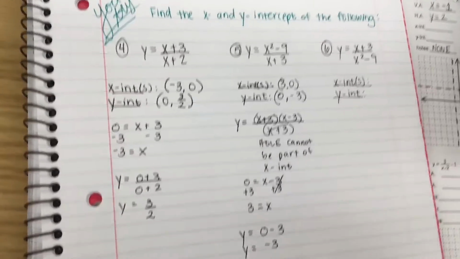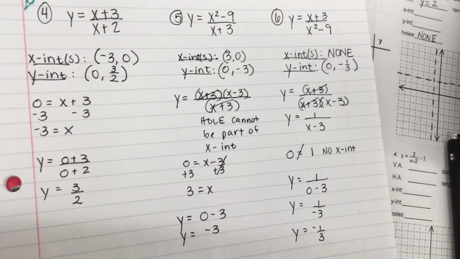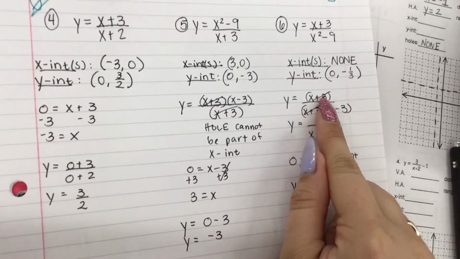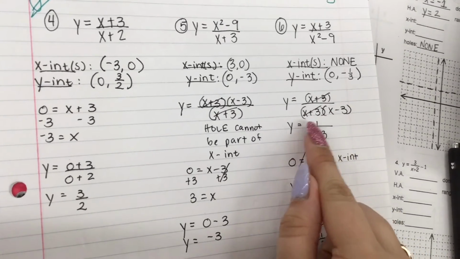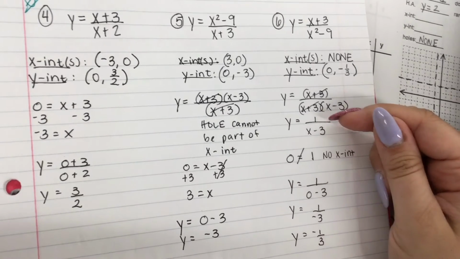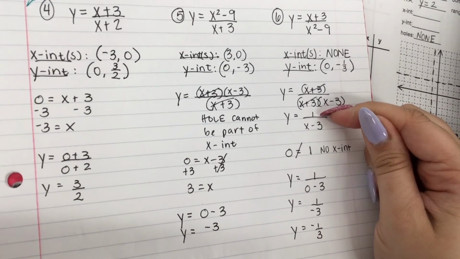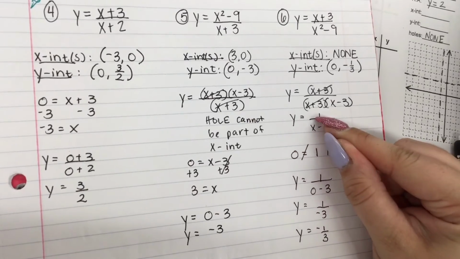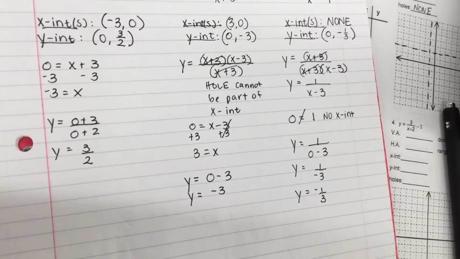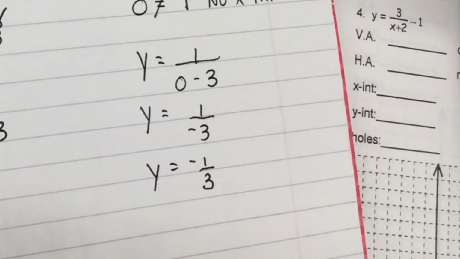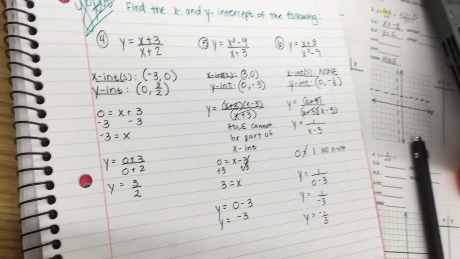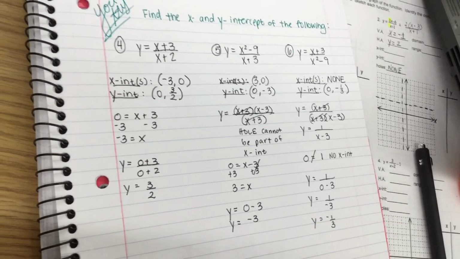When we look at number 6, that denominator factors into x plus 3, x minus 3, but when these cancel, you're left with a 1 in the numerator. If I set the numerator equal to 0, 0 is not equal to 1. So I don't get an x-intercept here. I can use the same rule, but I just have no x-intercept because 0 equals 1 doesn't make any sense. There's no x left in the numerator. I do, however, have a y-intercept because when I plug in 0 for x, I get 1 over 0 minus 3, which is 1 over negative 3, which is negative 1/3.